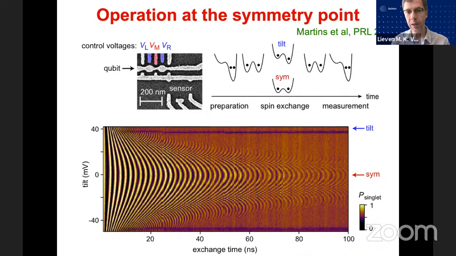Whereas in contrast, if what you do is to increase the overlap between these wave functions, not by tilting, but by lowering the tunnel barrier, then you're in the symmetric condition, and to first order, the exchange strength is not sensitive to charge noise. And so here is then more recent data. This is from Copenhagen, showing quite beautiful exchange oscillations at this symmetry point.